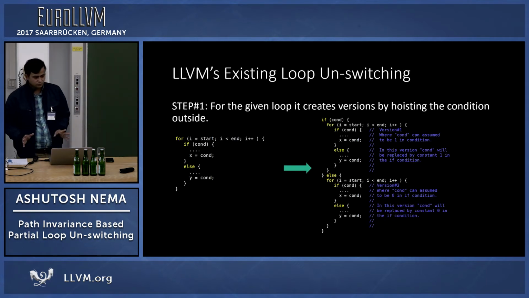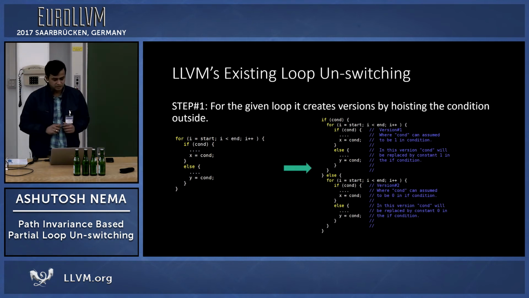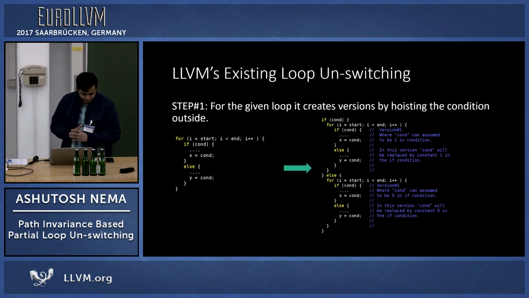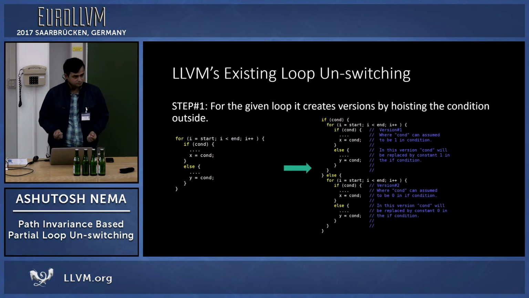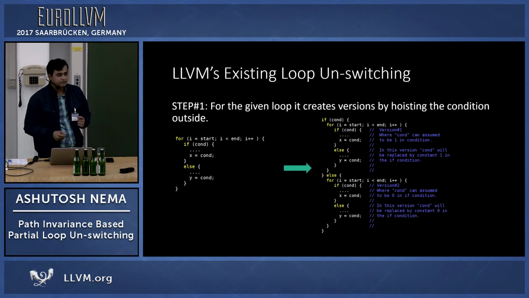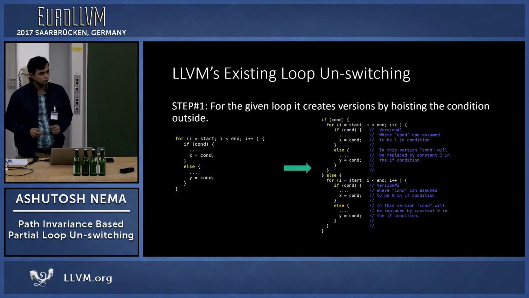So these are a few glimpses of how LLVM's existing loop unswitching translates a loop to an unswitched form. Here there's a C snippet. There's a loop which is going from start to end. There's a condition inside it, and the condition is not getting modified in either of the clauses. So of course, the condition is a loop invariant condition. This will be transformed into an if condition containing two loops.